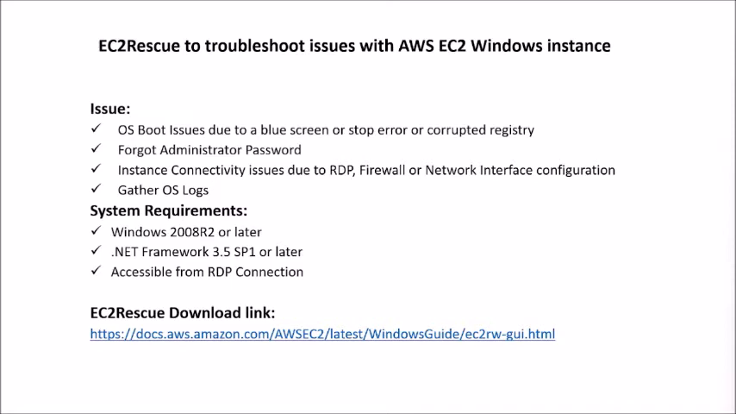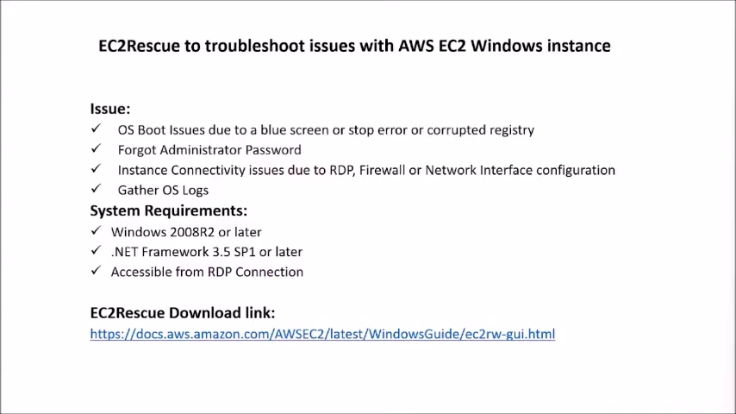So does that mean we cannot recover the server, or do we need to rebuild the Windows EC2 instance? The answer is no. We have one utility called EC2Rescue, which can be used to reboot the faulty Windows EC2 instance in last known good configuration, or you can configure firewall services, or even reset the local administrator password. Or if you want to capture the operating system, application, system or security logs from the faulty EC2 instance, you can capture those as well using EC2Rescue.